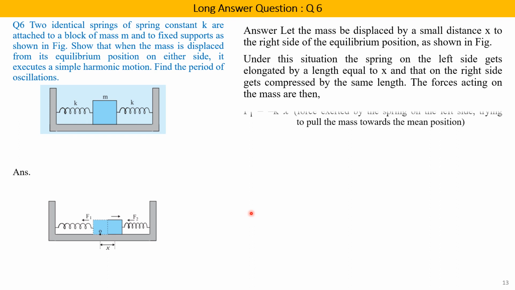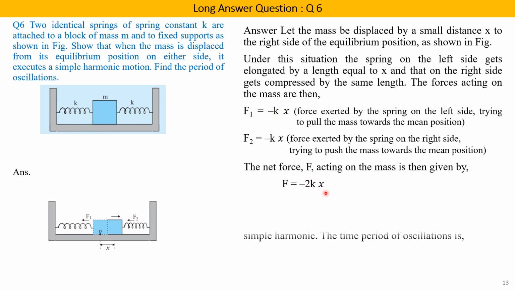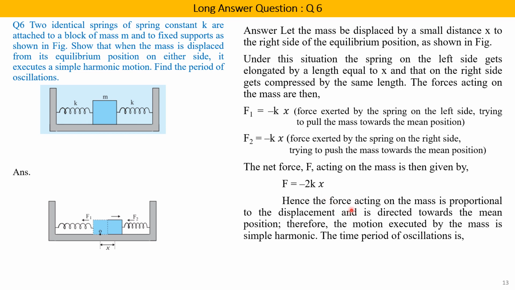The forces acting on them are F1 equal to minus K x and F2 equal to minus K x, the force exerted by the spring on the right side as well as the left side. Therefore, the net force is given by F equal to minus 2K x. Hence, the force acting on the mass is proportional to the displacement and is directed towards the mean position.